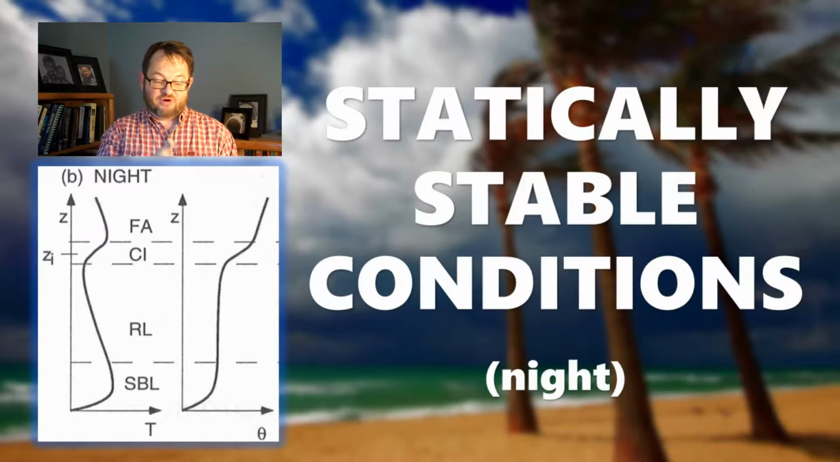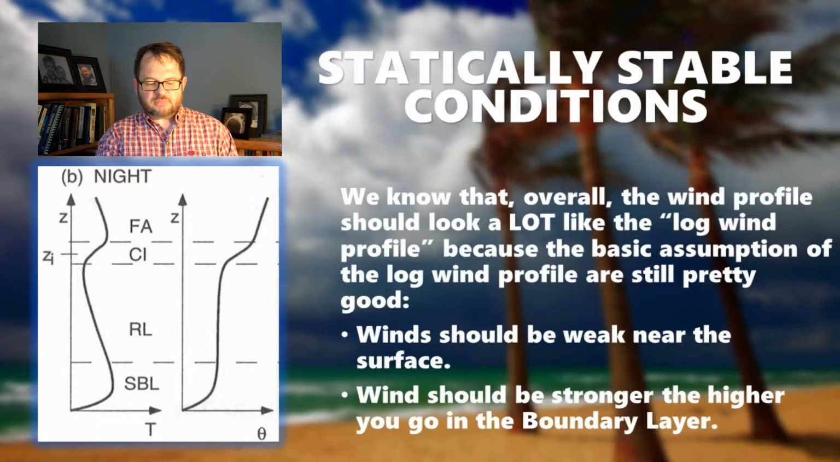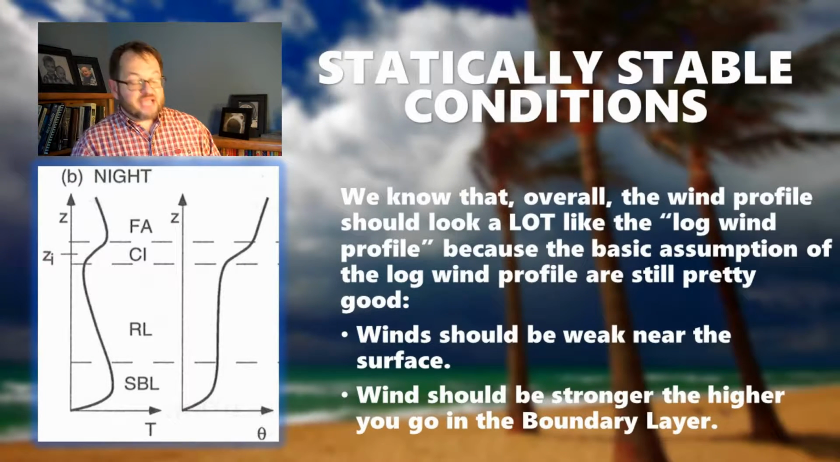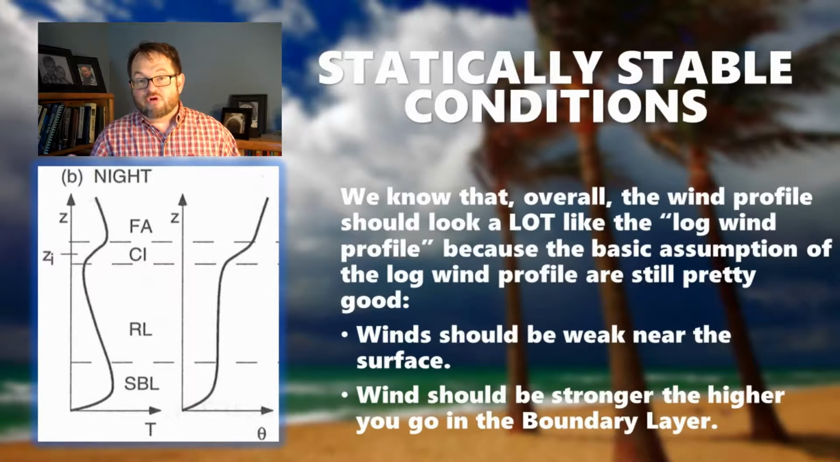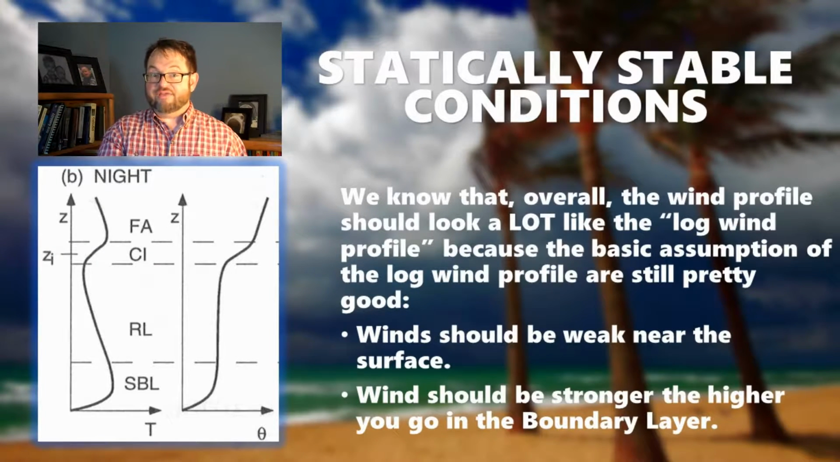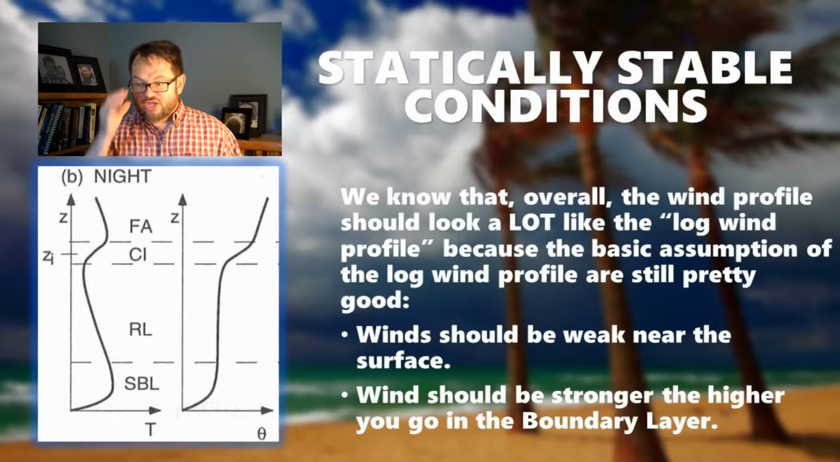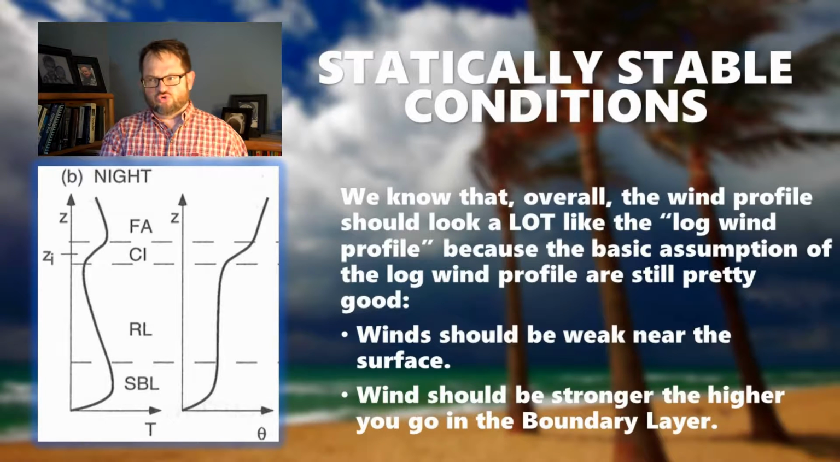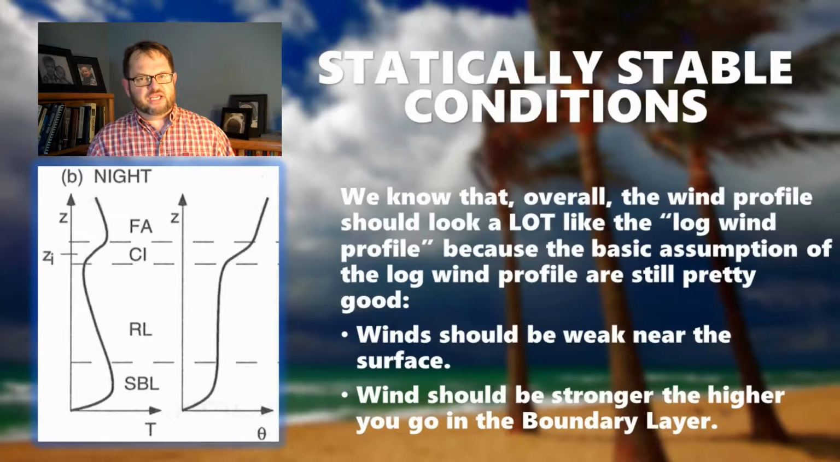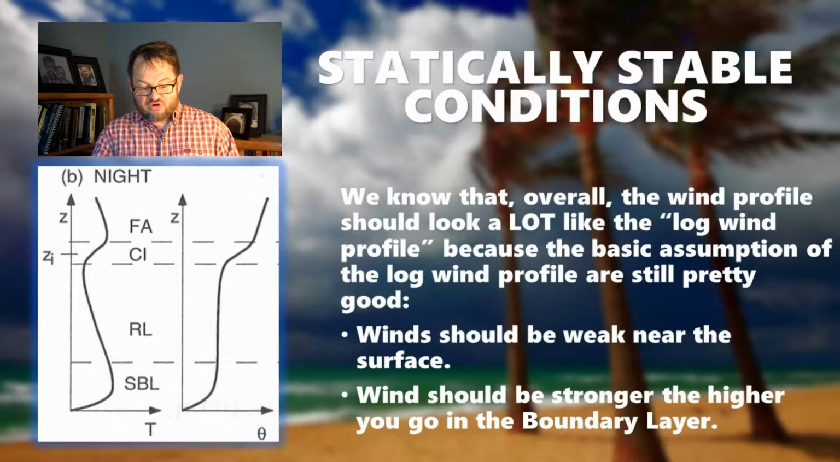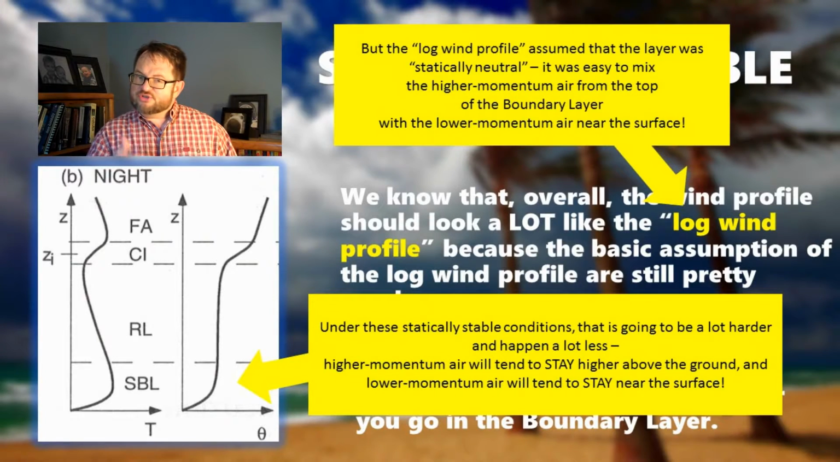And I just isolated that part of the graph down here, where we're going to focus mostly on the graph of potential temperature, the one on the right, versus height. Now, under these kind of statically stable conditions, we know that overall our wind profile should look a lot like the log wind profile. I mean, the basic assumptions that we made when we sort of hand-wavingly derived the log wind profile are still pretty good. The wind should basically go to zero down near the surface. It should always be increasing with respect to height in the boundary layer, etc. The basics of our assumption are hardly terrible, but, okay, there are also some problems now.